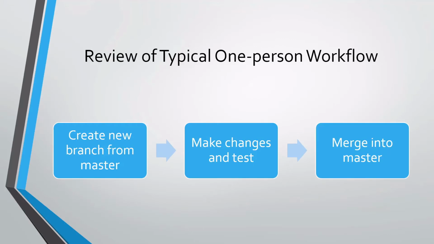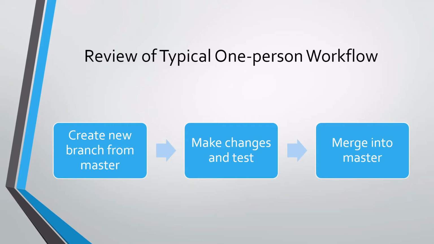So first of all, let's go ahead and review a typical one-person workflow like we used in the previous projects. Typically what you'd do when you wanted to add something or make a code change is you'd create a new branch from master, you'd make whatever changes you wanted and test those changes, and then when you were done, you'd merge all that back into master.